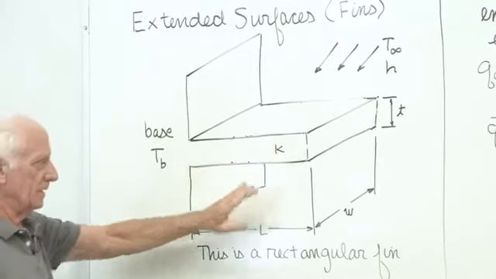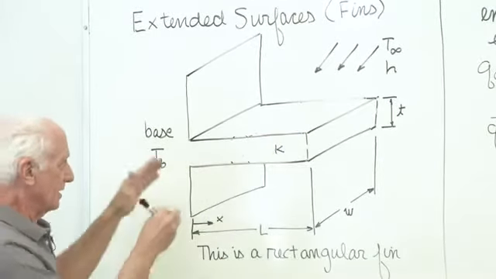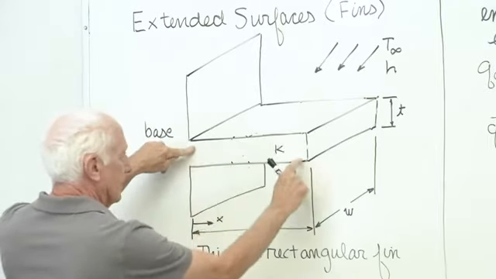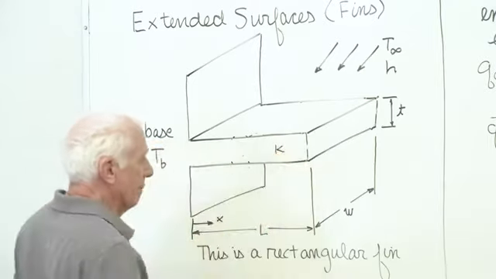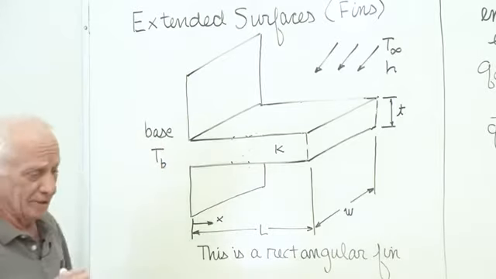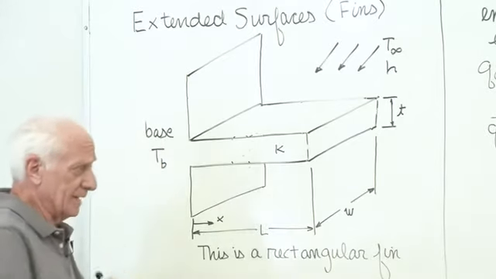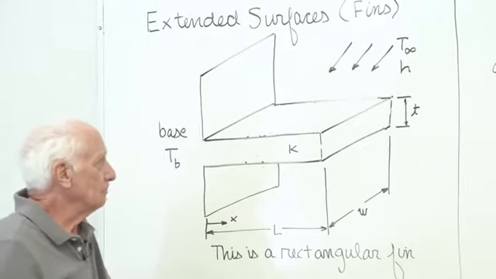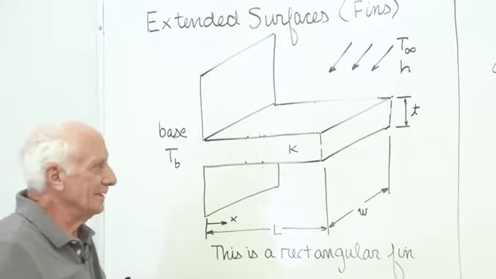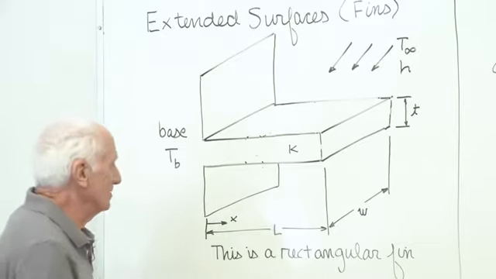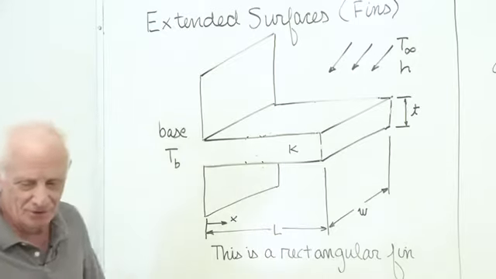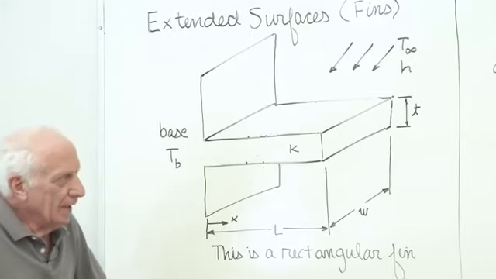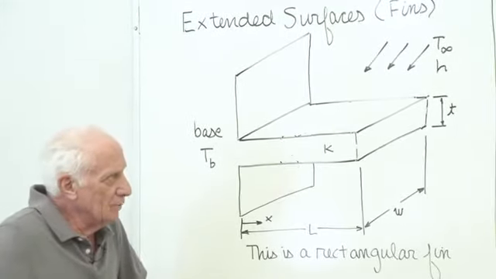This particular fin is called a rectangular fin because the side view of the fin, here, is a rectangle. Rectangular fin. That's the first one we'll look at. We'll look at other fins later on, but this is the simplest one to look at first. So, we want to get how the temperature varies with x. Don't forget, the first step in a heat transfer problem involving conduction is usually to get how the temperature varies with x.